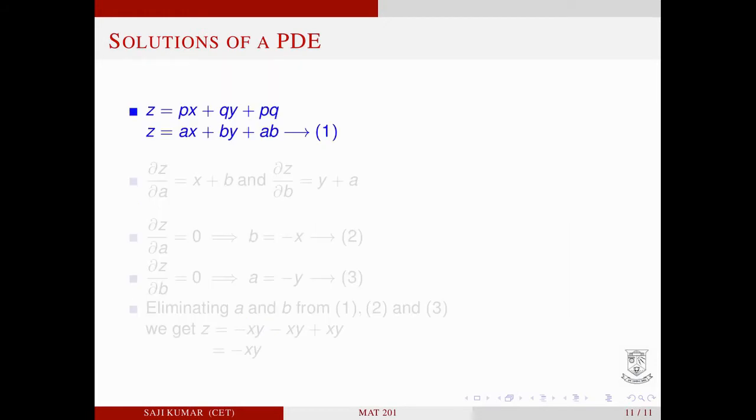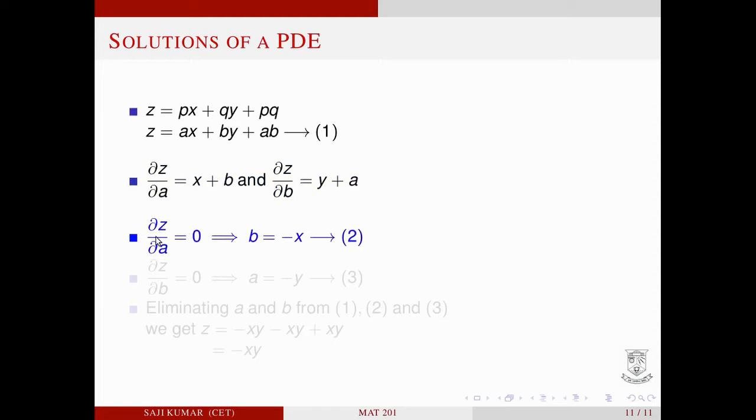See how the singular integral of the differential equation z = px + qy + pq is obtained. We have z = ax + by + ab as the complete integral of this differential equation. We call it equation number 1. Then we partially differentiate z with respect to the parameters a and b. First, differentiating z with respect to a, what is ∂z/∂a? ∂z/∂a = x + b. And ∂z/∂b = y + a.